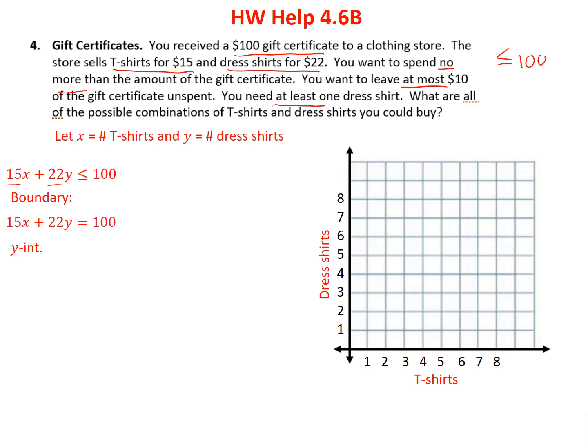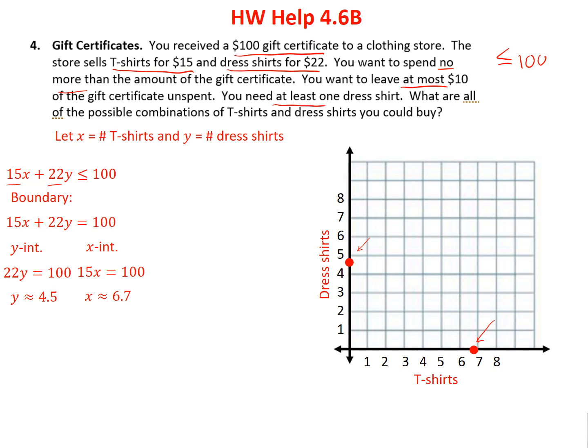So let's find our y-intercept first. Let x be 0, and we're just left with 22y equals 100. So y is about 4.5. So we can mark that on the graph here, right here, 4.5. And that's my top point there. And let's go to our x-intercept. Let y be 0, and we have 15x equals 100, so x is about 6.7. So we can put that down in here, about 6.7 someplace.